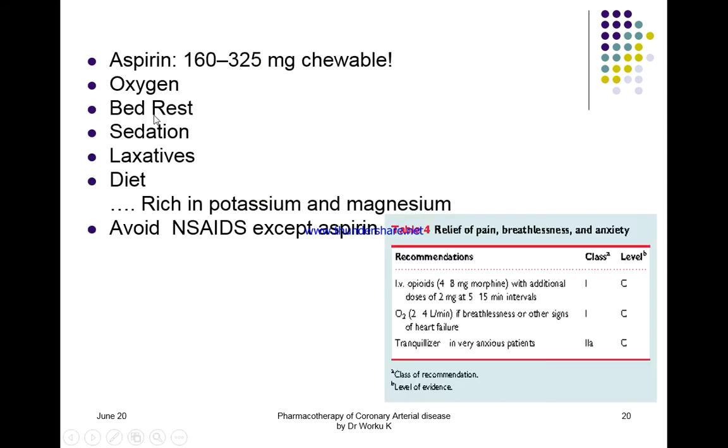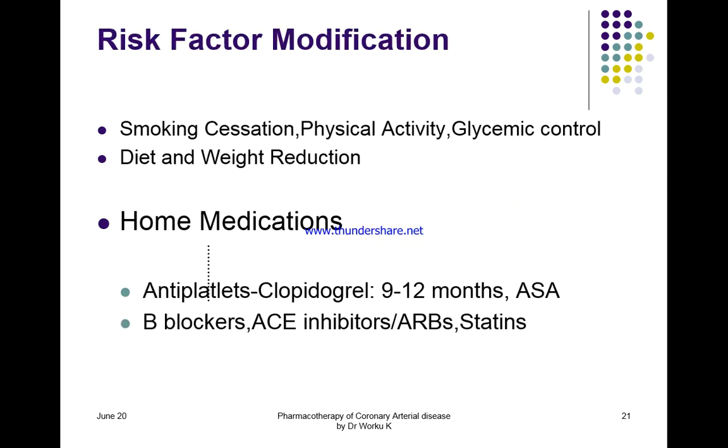So first of all, we need to put the patient on oxygen, bed rest, sedation, laxatives, and aspirin especially should be given just as the patient reaches the emergency ward. And a diet rich in potassium and magnesium should be given. Avoid any non-steroidal anti-inflammatory drugs except aspirin in patients with acute coronary syndromes. These are the opioids that are indicated for management of pain in acute coronary syndrome.